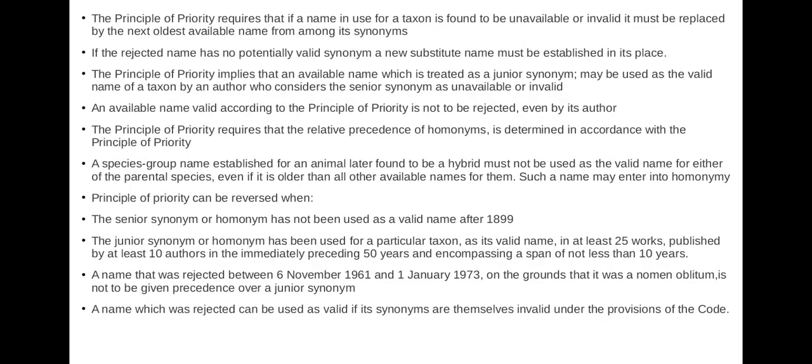The principle of priority requires that if a name in use for a taxon is found to be unavailable or invalid, it must be replaced by the next oldest available name from amongst its synonyms. If the rejected name has no potentially valid synonym, a new substitute name must be established in its place. The principle of priority implies that an available name which is treated as a junior synonym may be used as a valid name of a taxon by an author who considers the senior synonym as unavailable or invalid.